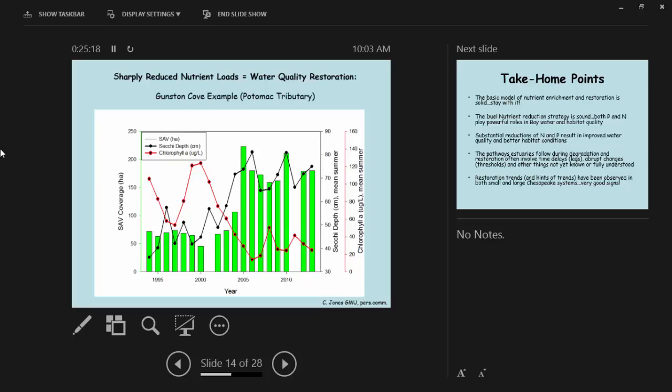I should say also that this is just one example. There are other examples like this around the bay in small systems. There are also examples around the bay for much bigger systems that are starting to show hints or definitive evidence of restoration in the face of some decreasing loads.